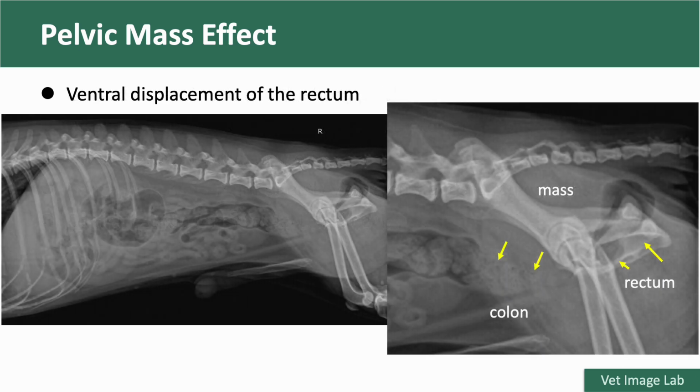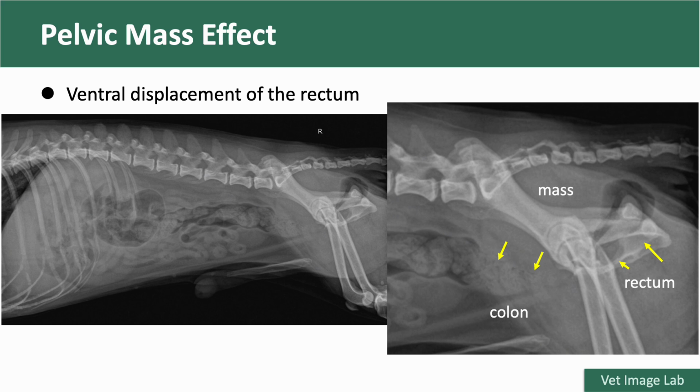This is an example of a pelvic mass effect. As you can see on the right image, there's a soft tissue density mass located within the pelvic cavity. This mass is pushing the rectum ventrally, which is clearly visible as a downward deviation from its normal dorsal location. The colon is also displaced cranially.